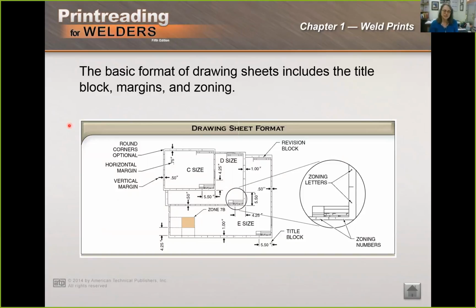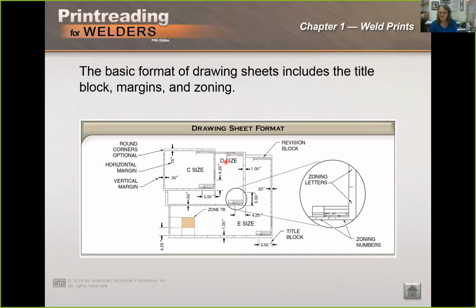All drawing sheets have a few things in common. The round corners are optional, and truth be told, I don't see those very often anymore. I mostly see square corners on all 4 sides. However, you will always have a horizontal top margin of 3/4 of an inch, a vertical margin on both sides of 1/2 inch, and there's also, notice, a bottom margin of also 3/4 of an inch. So top and bottom margins, 3/4 of an inch on an A size, and 1/2 inch on C size, and left and right margins of 1/2 inch.